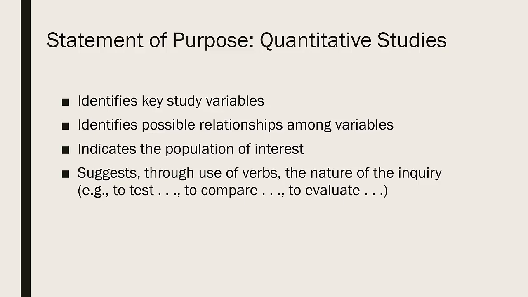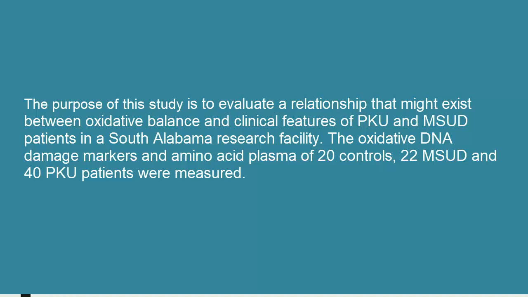So an example, and this is kind of scientific, I'll just read it out here. The purpose of this study is to evaluate a relationship that might exist between oxidative balance and clinical features of PKU and MSUD patients in a South Alabama research facility. The oxidative DNA damage markers and amino acid plasma of 20 controls, 22 MSUD, and 40 PKU patients were measured. Okay, so the purpose of this study is outlined right there. The researchers have said it, and it's very straightforward and contains all the components that we would need.